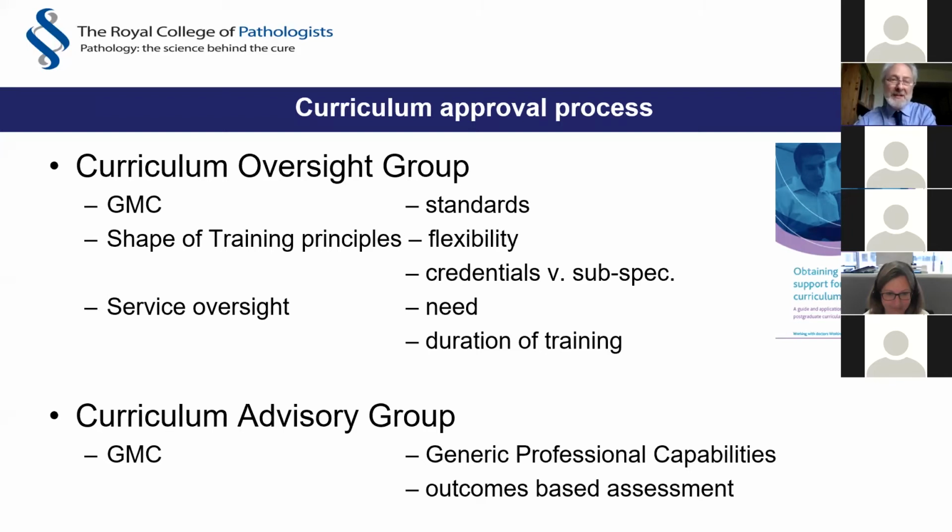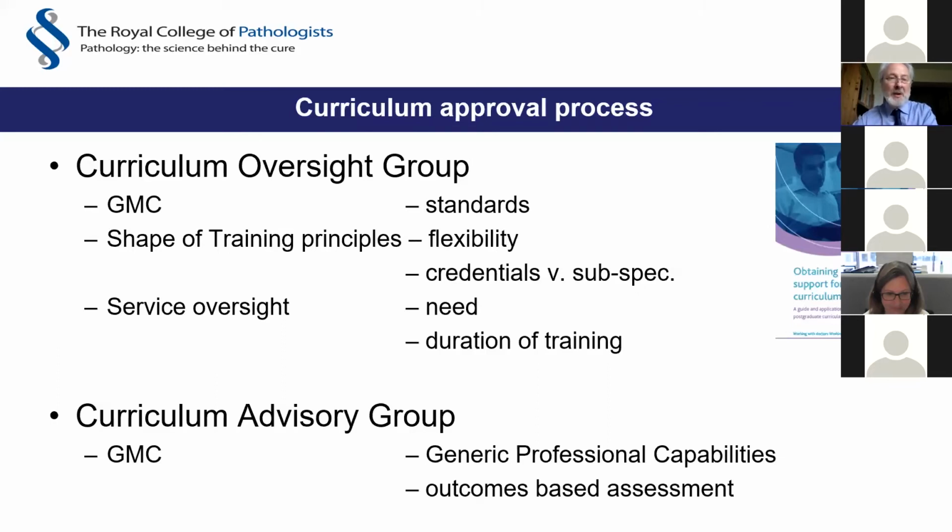Shape of Training, the need to provide flexibility, and the question of the tension between credentials and subspecialties. And service oversight, the requirement to prove a case for the need for the specialty, and a wish to limit the duration of training as much as possible, both from the point of view of speed of getting trainees through to independent practice, and to limit the cost.